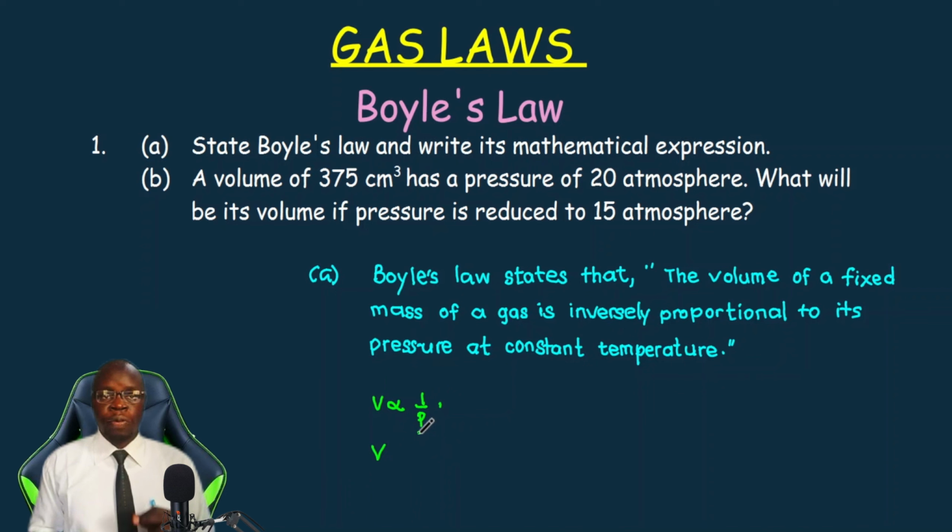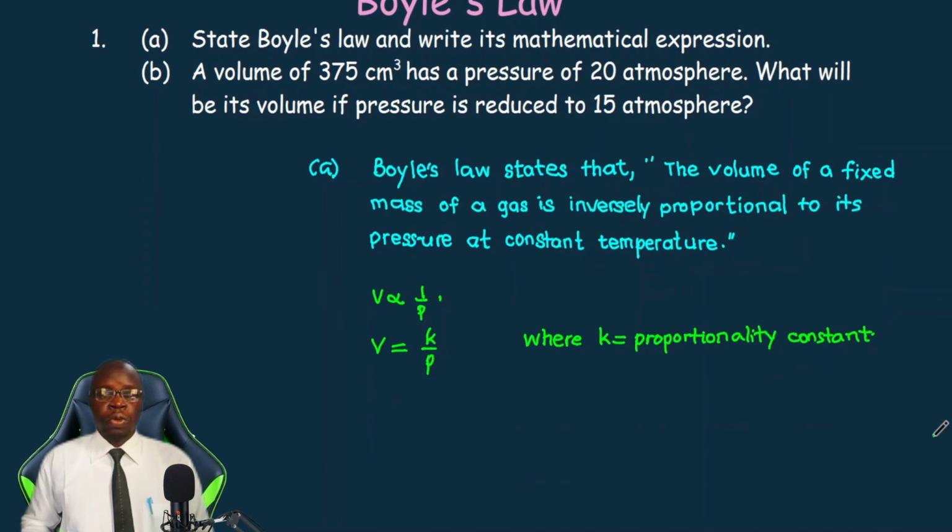Whenever we remove the proportionality sign, we always put in the constant of proportionality. So we have V equals K over P, where K is the proportionality constant. From here, we can write this expression in terms of K by multiplying both sides of this expression by P.